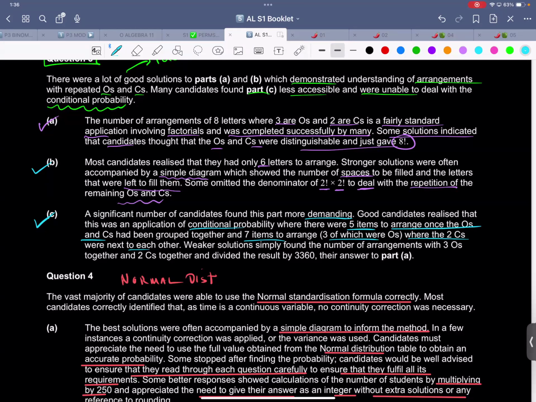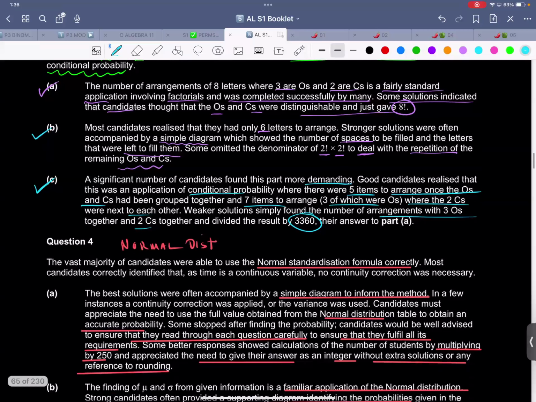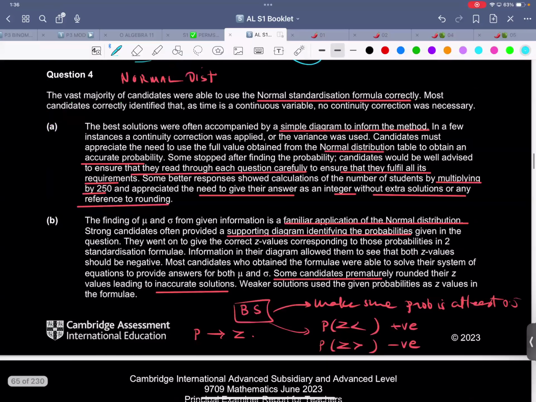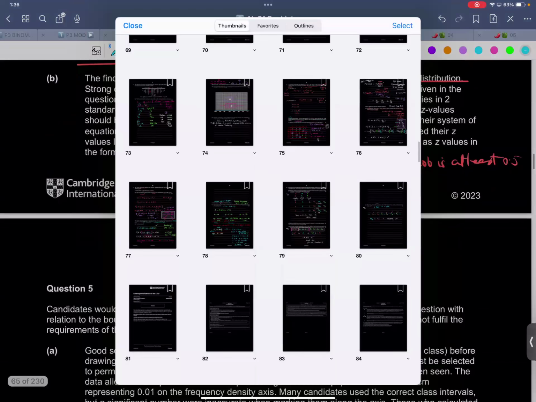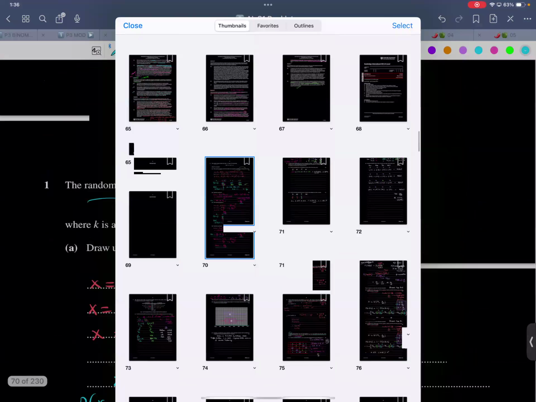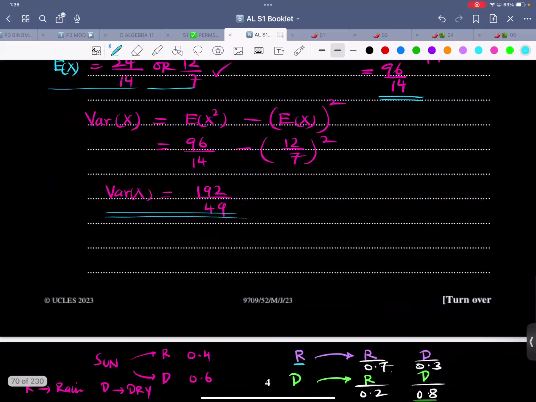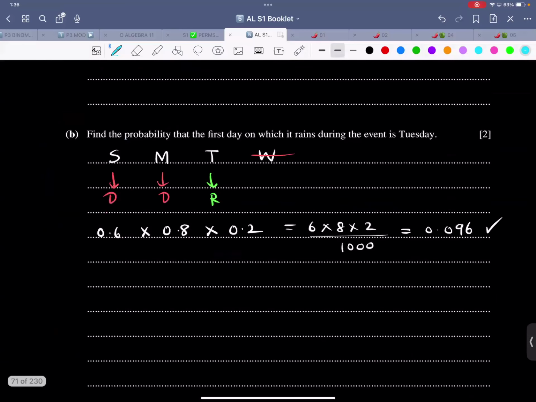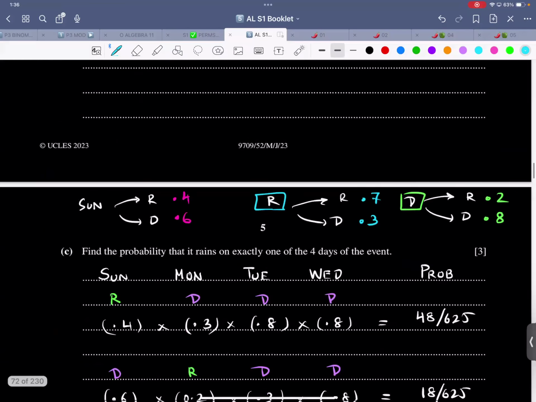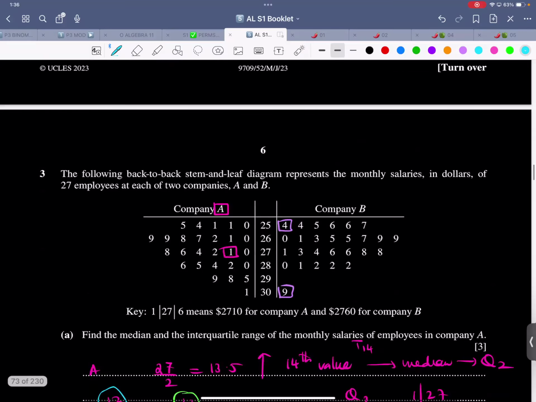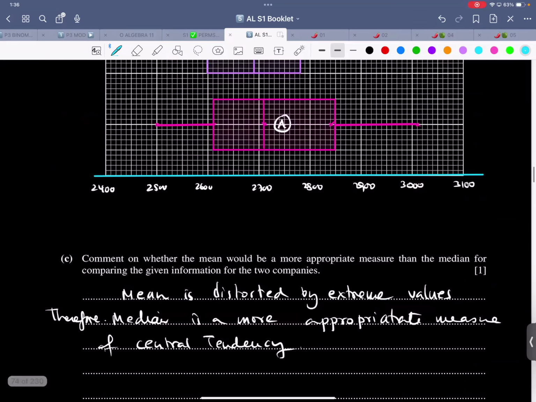Weaker solutions simply found the number of arrangements with 3 O's together and 2 C's together and divided the result by 3360. That was the answer of part A. No, it had nothing to do with part A as such. So this is the examiner's perspective regarding this particular thing. So now let's move on, and we are not doing probability as of now. We're focusing on permutation.